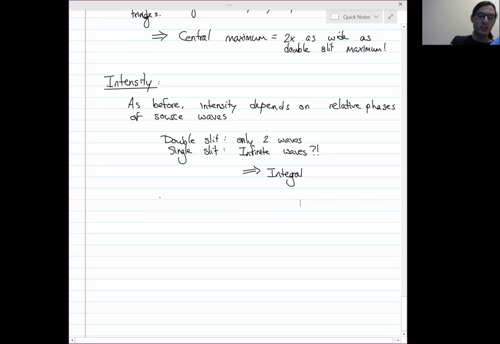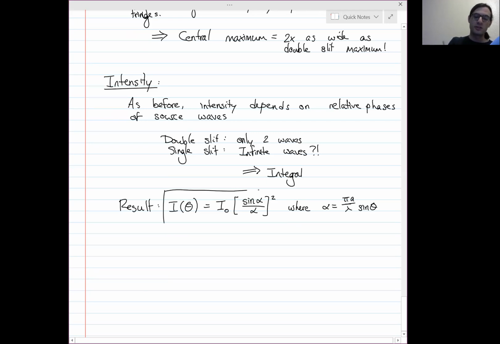The end result, though, is actually fairly nice. The result from this type of calculus is that I of theta, the intensity as a function of angle, is equal to I naught, the intensity of the central maximum, times sine of alpha divided by alpha, squared, where alpha is equal to pi a over lambda times sine of theta. So it's messy. This is definitely a messy formula. If you were to plug in alpha, it looks even worse. Again, this I naught is the central maximum intensity.